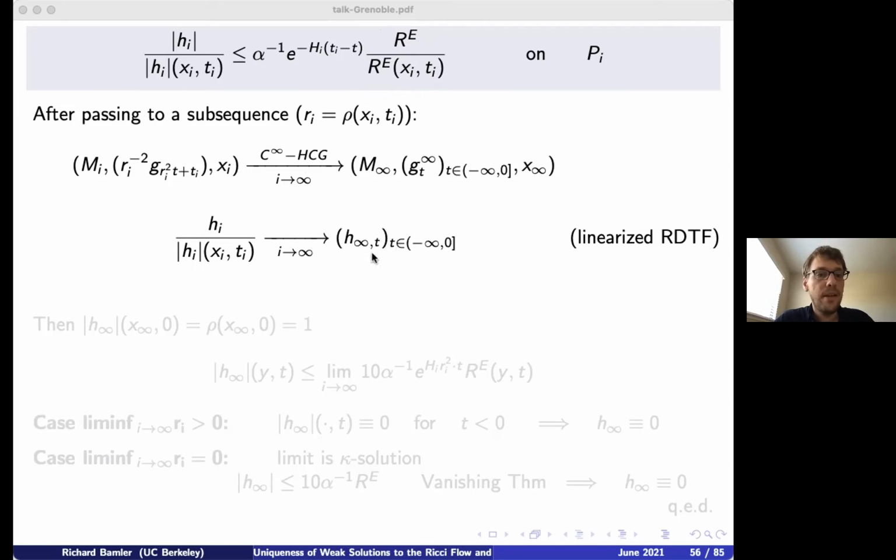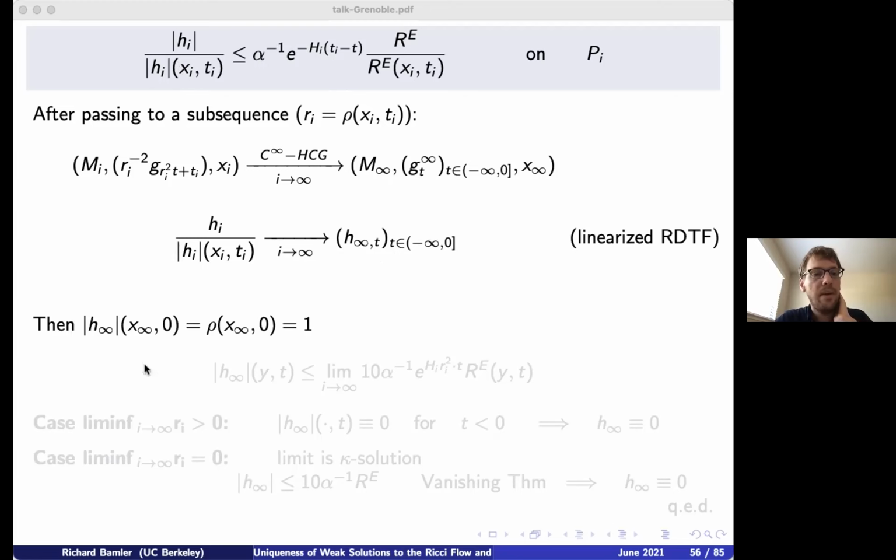Okay. All right, so we're going to converge to some flow. And h_i at the base point, or anywhere actually, we know converges to 0. Okay? So we're dividing h_i here by a number that goes to 0. And so therefore, in the limit, we obtain a solution to the linearized Ricci-DeTurck flow. So now what do we have? We have some Ricci flow in the limit, and a linearized solution to the Ricci-DeTurck flow in the limit. And so let's analyze what properties this flow has.